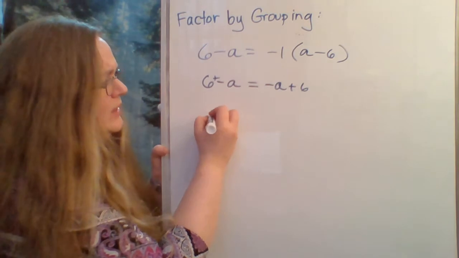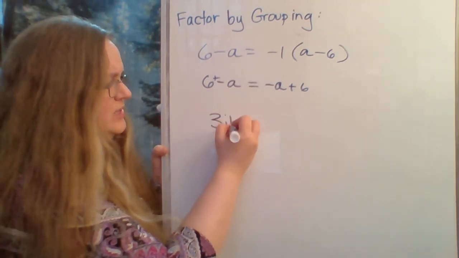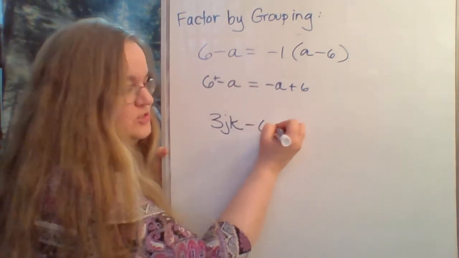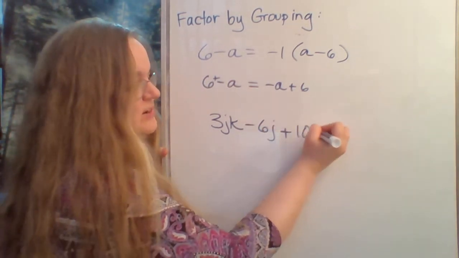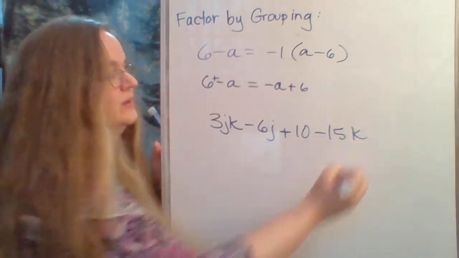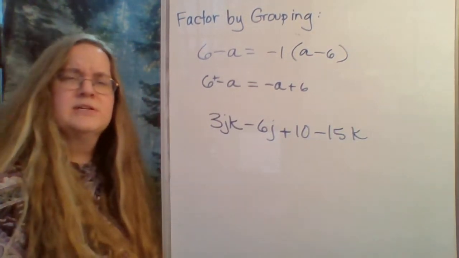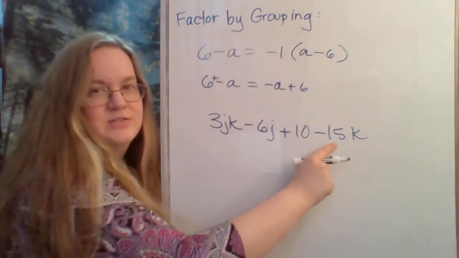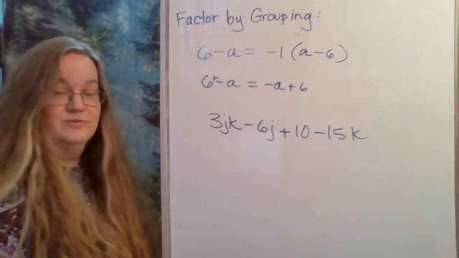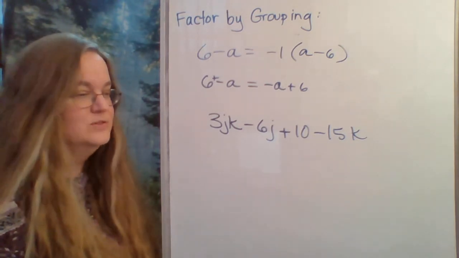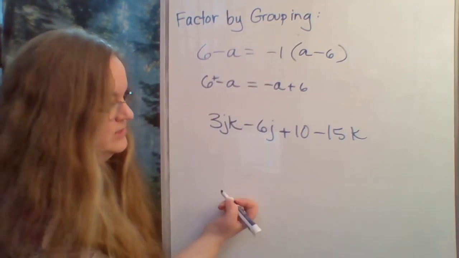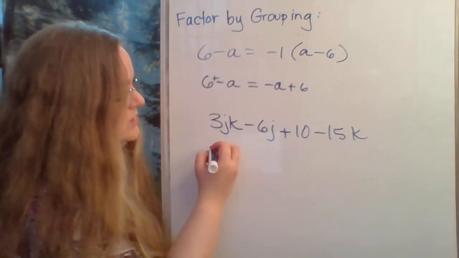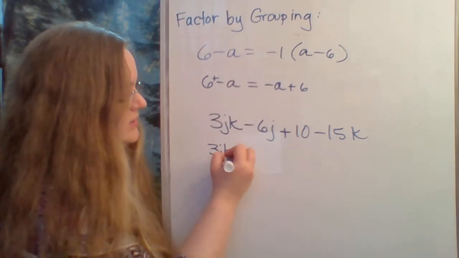So let's say I have 3jk, just kidding, minus 6j plus 10 minus 15k. Okay. One of the things that you may notice, like, wait a minute, that polynomial is not in standard form. So right here, you see this is not in standard form. So you know what the first thing I would do? I would flip those, just because it's a lot easier to deal with that way. Okay? So I would write it like this.